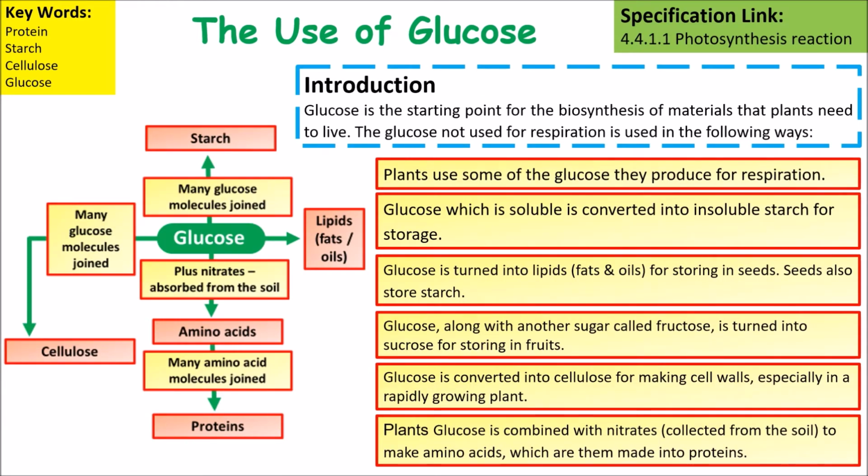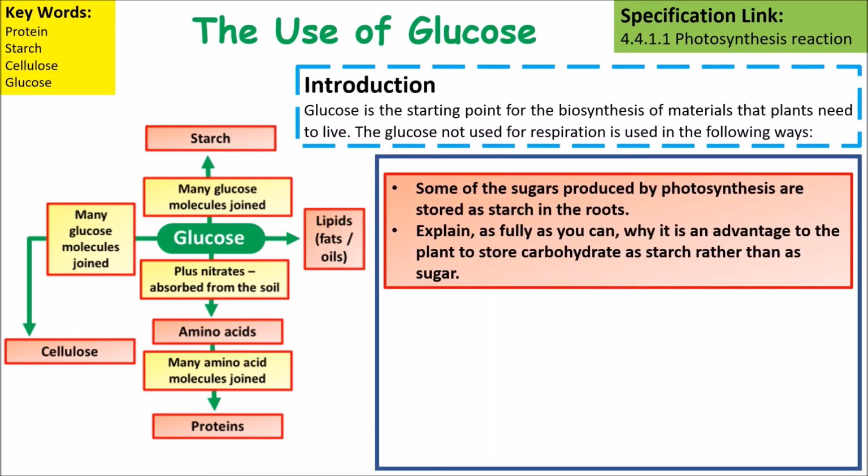So plants use glucose in a range of ways. It can be used for respiration, it can be converted into starch, which is insoluble. The glucose can be turned into lipids, which are fats and oils and are stored in seeds. Glucose, along with other sugars called fructose, can be turned into sucrose for storage in the plant. Glucose can be converted into cellulose, which is used in making cell walls. And the glucose can be combined with nitrates to make amino acids, which are then made into proteins.